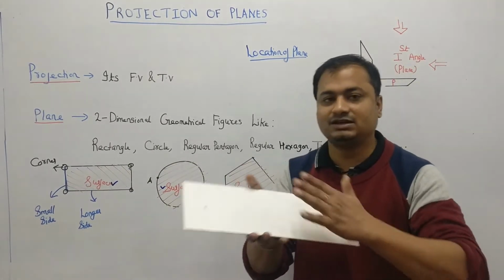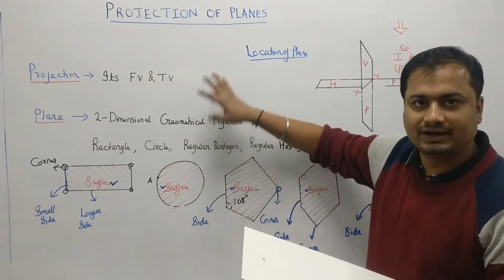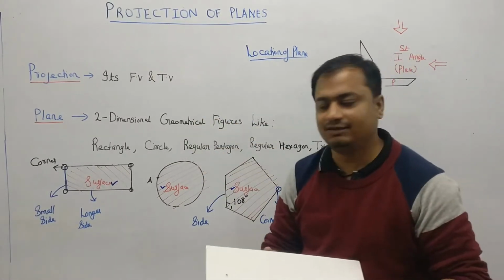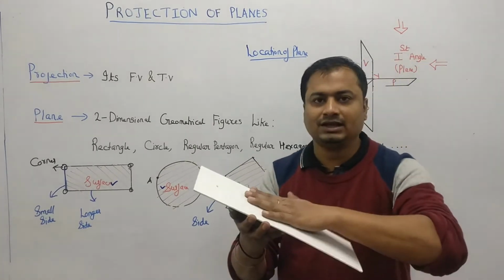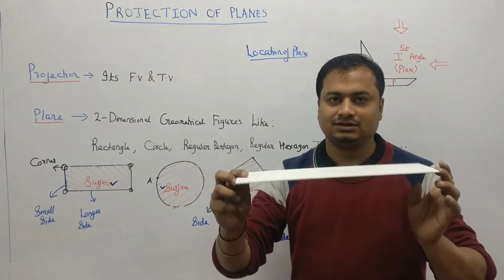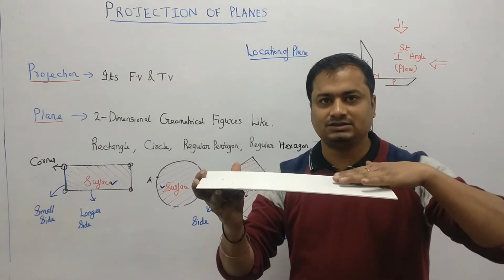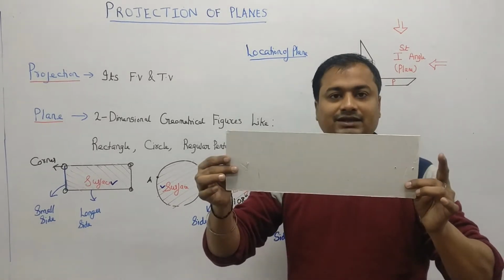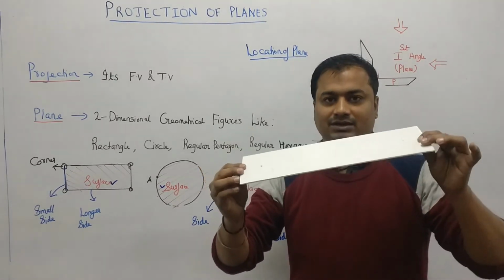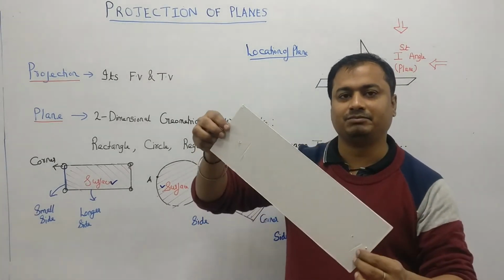Like if this is my surface, this board is the vertical plane and the floor is the horizontal plane. If I am resting on the first angle, the plane can be like this. Plane can be like this. There is a name given to this case on the basis of the surface. Plane can be like this, and plane can be like this.